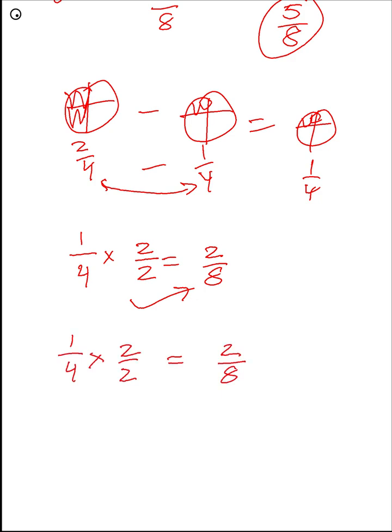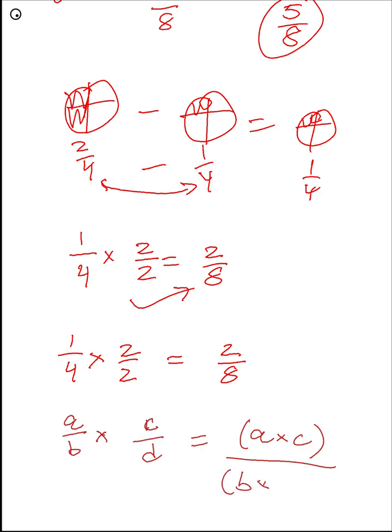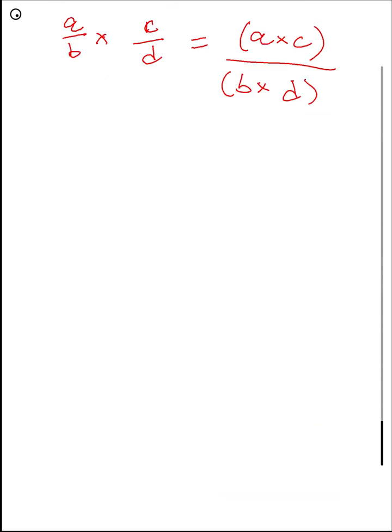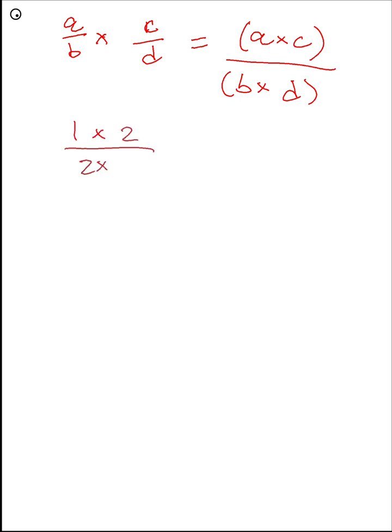Well, it's pretty simple. Whenever you have to multiply two fractions, let's say a over b times c over d, you just multiply the top two, so a times c, and then you divide by the bottom two, b times d. So with our example, you would have 1 times 2 divided by 4 times 2, which becomes 2 over 8.